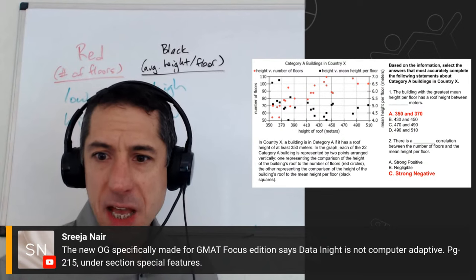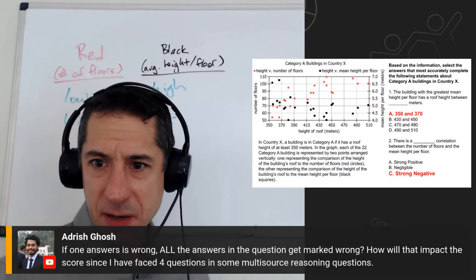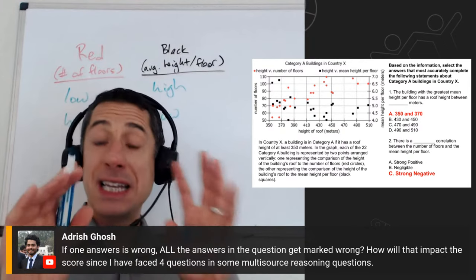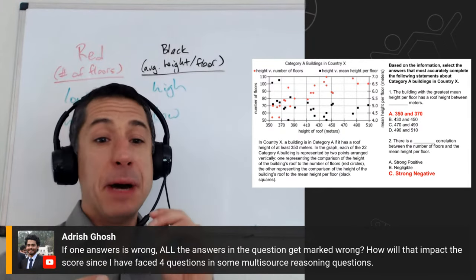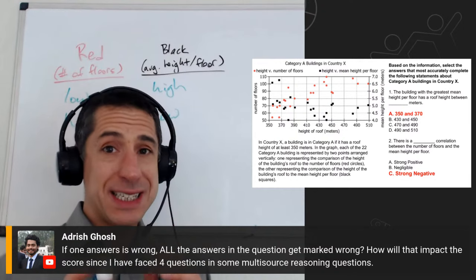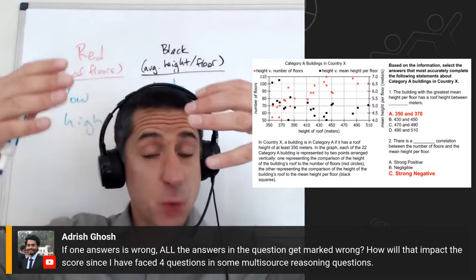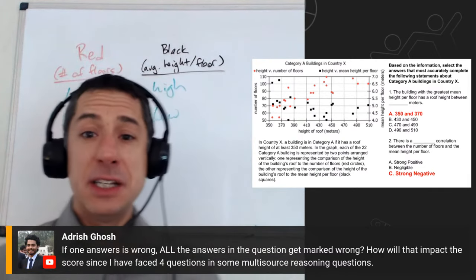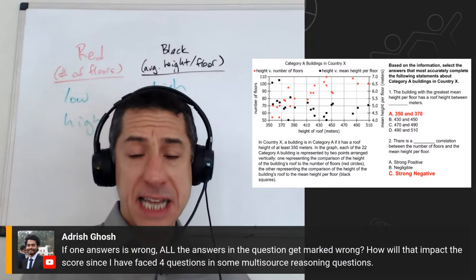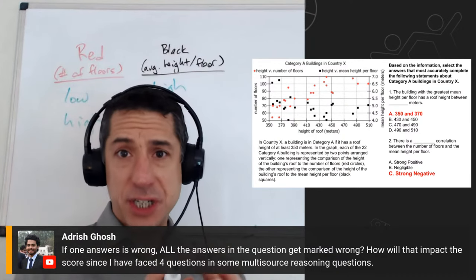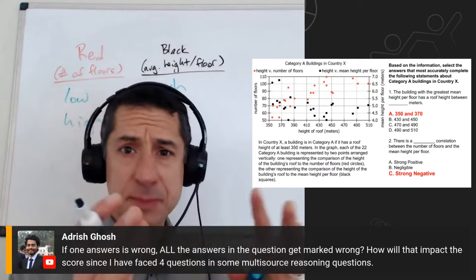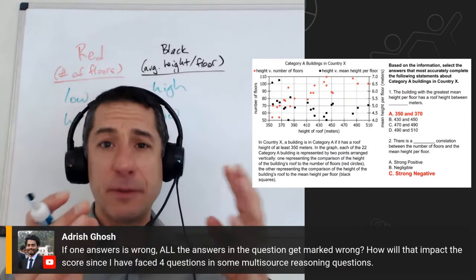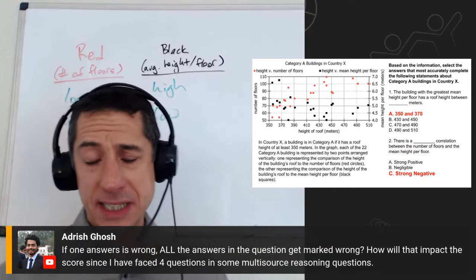One more quick question that I want to address. If one of the answers is wrong, do all of the answers to the question get marked wrong? Yes, that seems to be the case. But multi-source reasoning questions are the exception. With graphics interpretation, you'll see two questions on the screen at a time. You miss one of those two questions, apparently that entire thing is marked wrong. You've got to get them both right. Two-part analysis, by definition, you have two parts, two answers. You've got to get them both right to get the points.